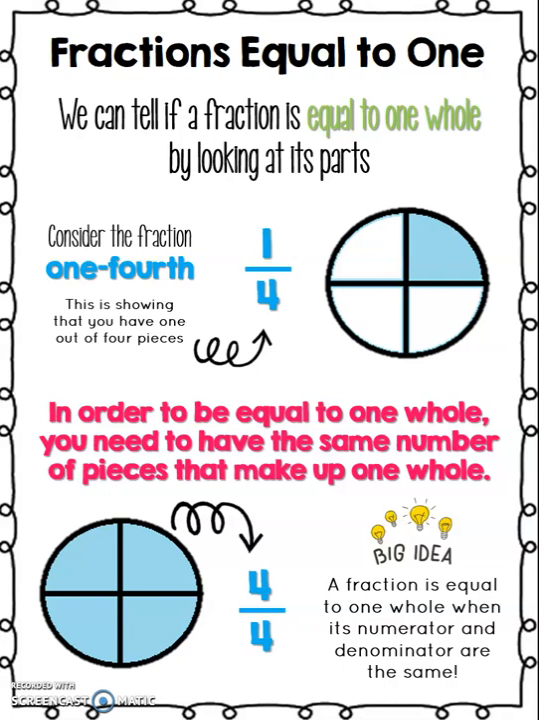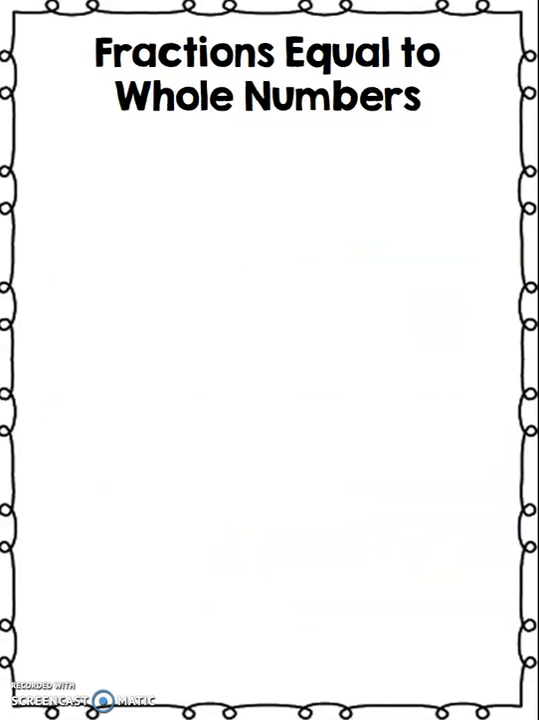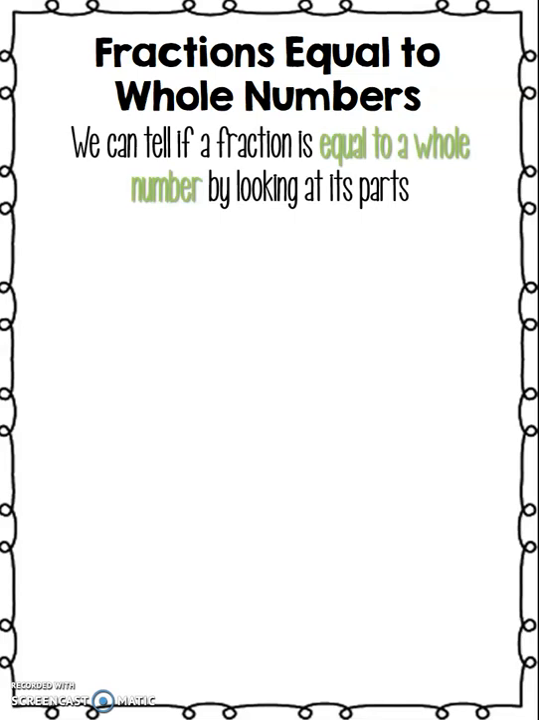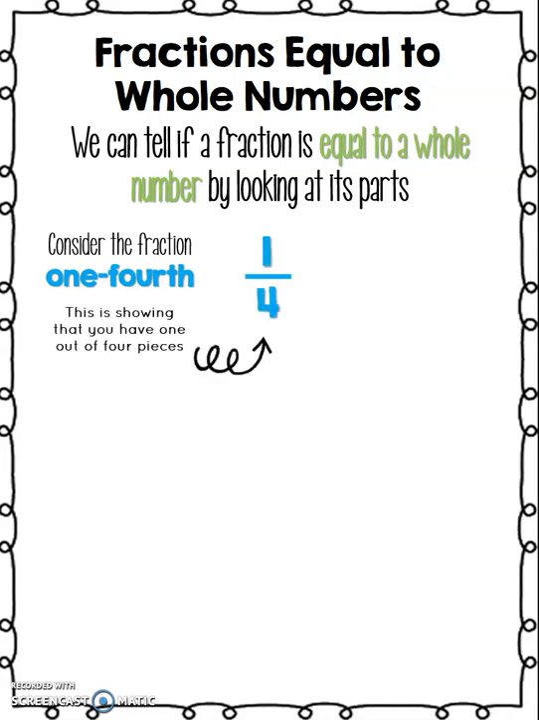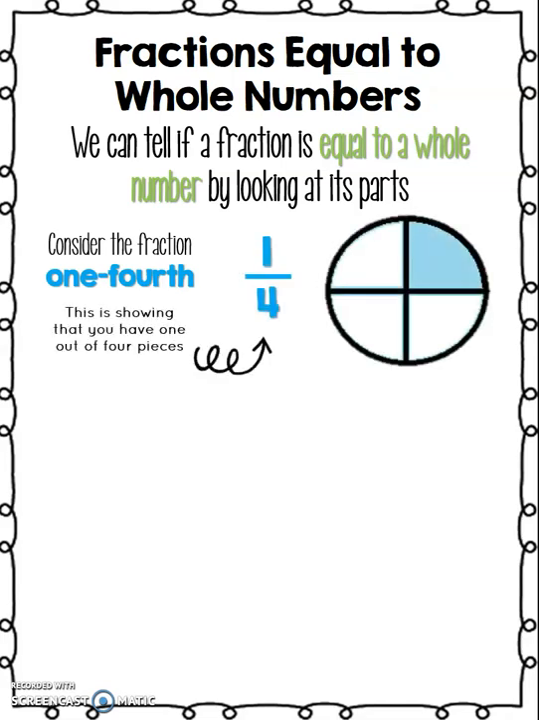Now let's take a look at another type of disguised fraction. And this is when a fraction is equal to whole numbers. Again, we can tell if a fraction is equal to whole numbers by looking at its parts. So again, consider the fraction 1/4. This tells us that we have 1 out of 4 pieces. I know that that's less than 1 because my numerator of 1 is less than the denominator of 4, which means that I have shaded in fewer pieces than it takes to make up 1 whole.